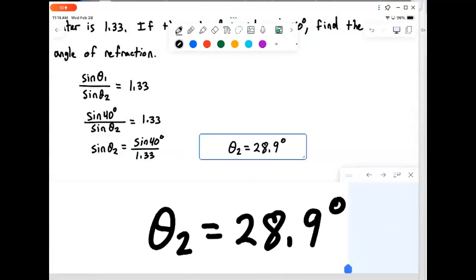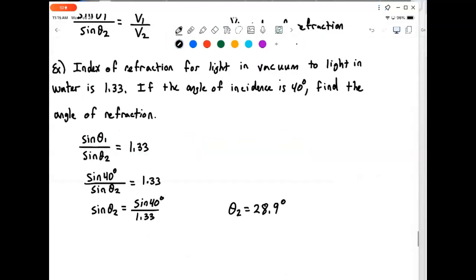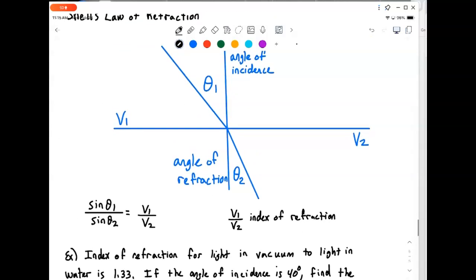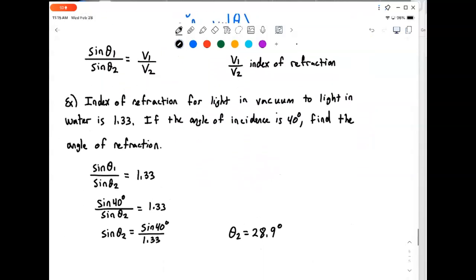So theta 2 is 28.9 degrees. And so you can see, again, this idea of it being bent, bent towards the middle, towards the perpendicular, as I mentioned here, if it's going through something slower. Okay? And so that's Snell's Law of Refraction.